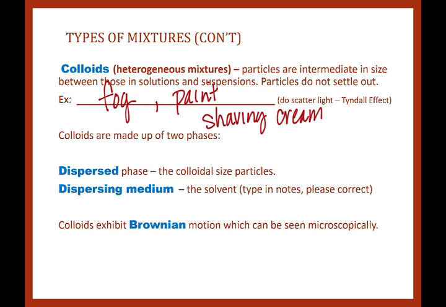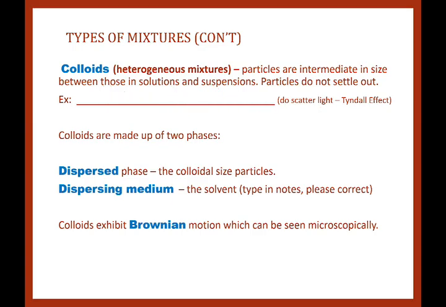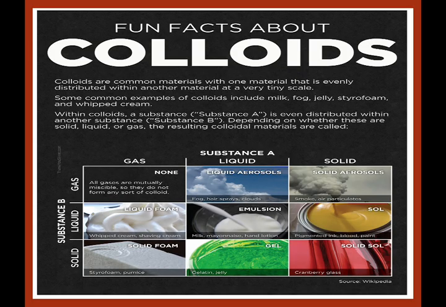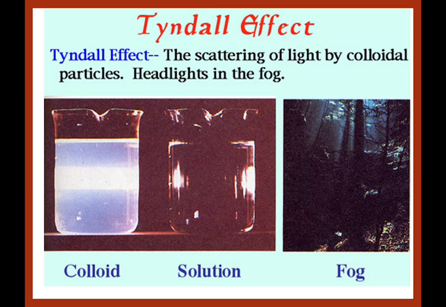And then, of course, Brownian motion is what I could see if I were to look under a microscope. And then we'll talk about the Tyndall effect. We talked about that when we talked about fog and driving on a clear night versus driving on a foggy night. Here are some other examples of some colloids. And then, of course, if you are able to see that light pass through, then that would be a colloid. And if it passes straight through, so the difference would be, this could be fog, and this is just air at night.